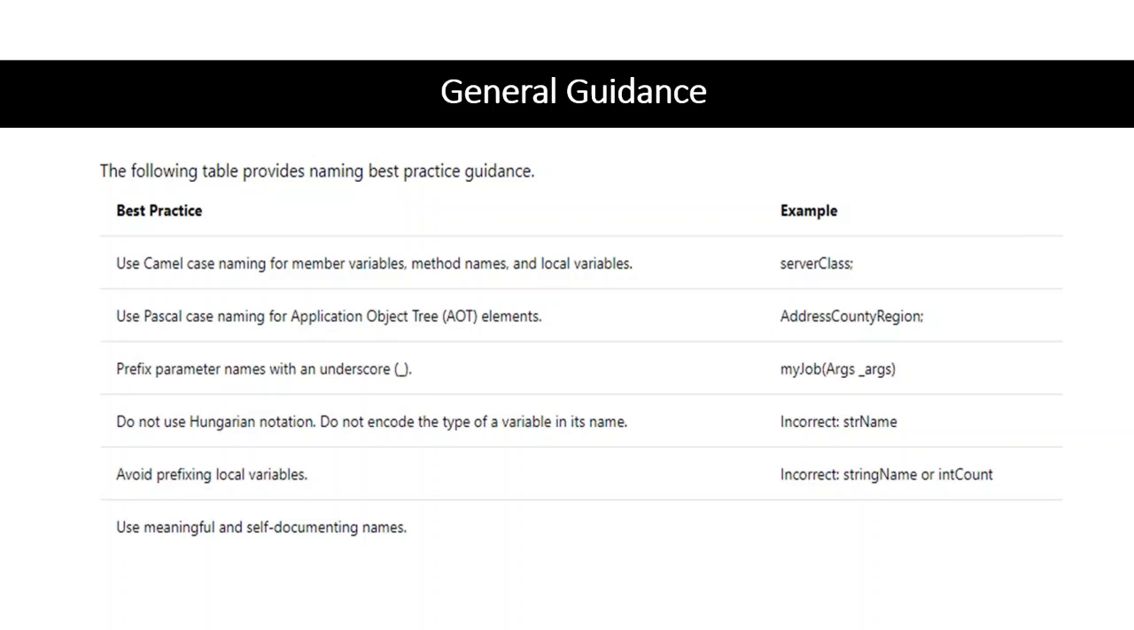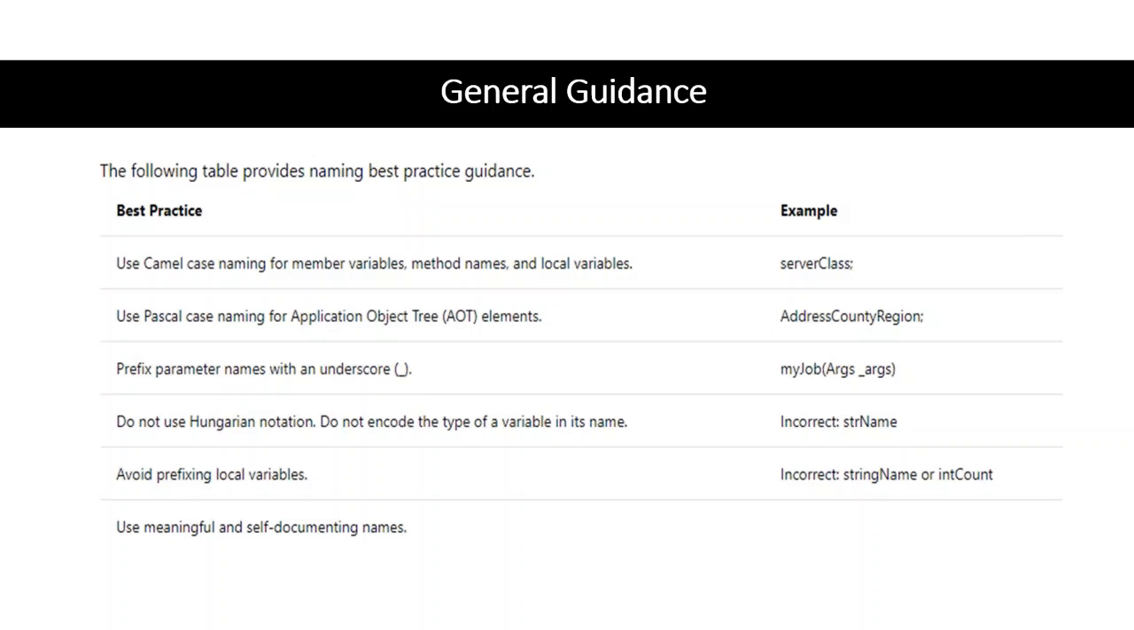Let's look at general guidance. It's a developer practice for any language, but particularly for D365 FNO and Dynamics AX 2012. For member variables, method names, and local variables, we use camel casing. For AOT elements, no matter what it is, data dictionary, classes, or tables, we use Pascal casing. Always have parameter names with underscores. For example, you can write runnable job or my job.